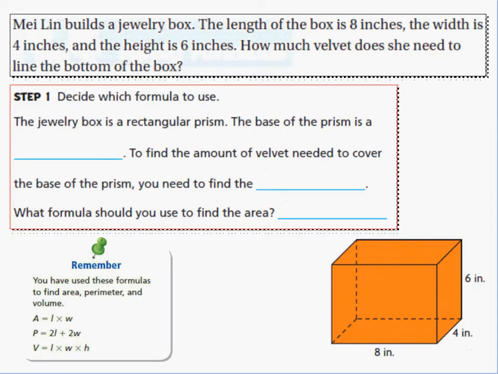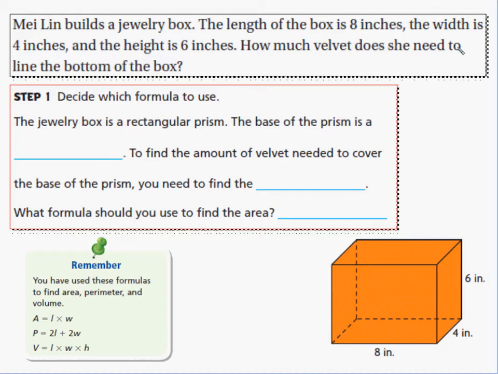In this example, we have a jewelry box with dimensions of 8 inches, 4 inches, and 6 inches. The problem says the length of the box is 8 inches, the width is 4 inches, and the height is 6 inches. If you don't carefully read the problem, you may think you're supposed to find the volume because it gives you everything you need. But if you read on, you find there's extra information there, and it's there to mislead you.